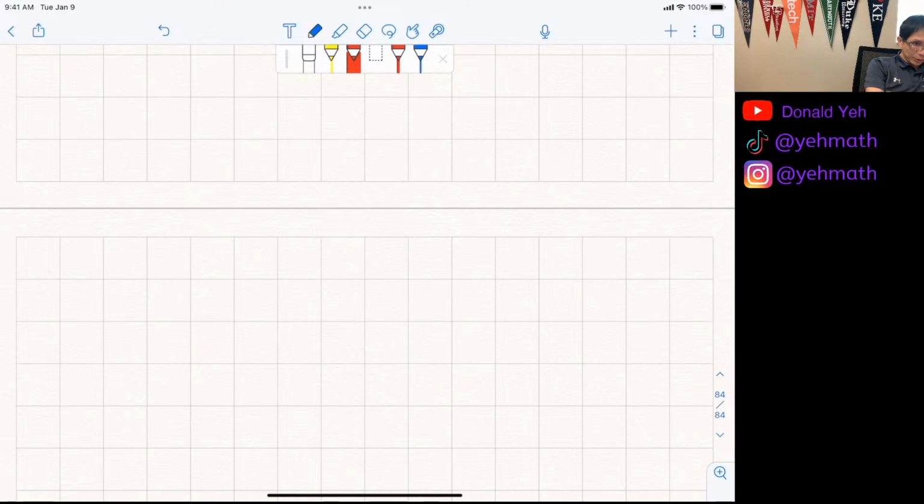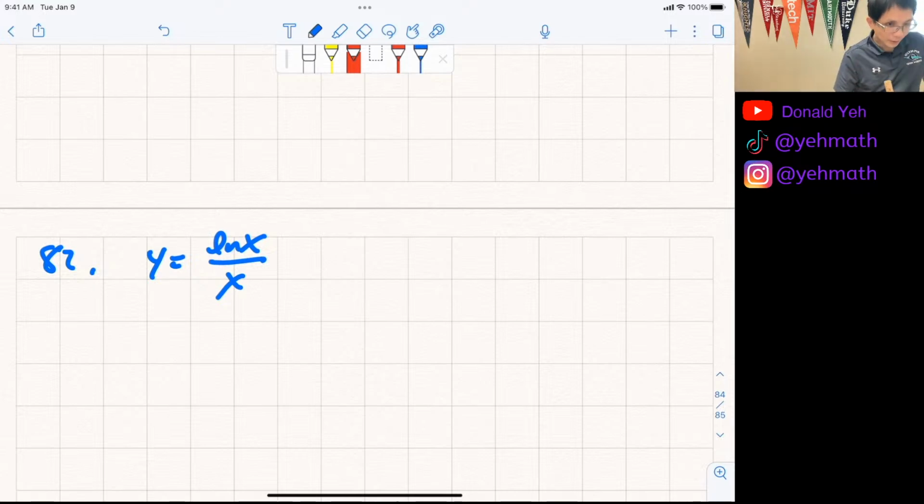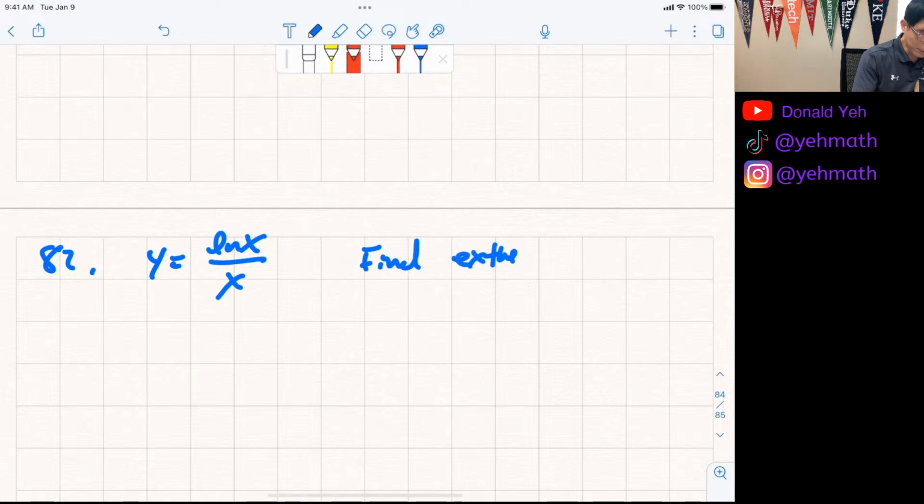So we're going to show you question 82. This is one of your homework questions and could be your test questions. Whatever I go over today, it's all going to be on the test, and the yesterday stuff will also be on the test. This one here, I say, hey, can you find the extrema? Extrema is relative max and relative min. And find inflection points.